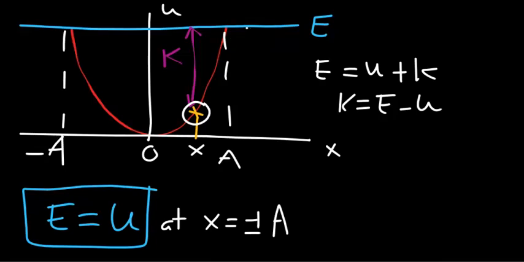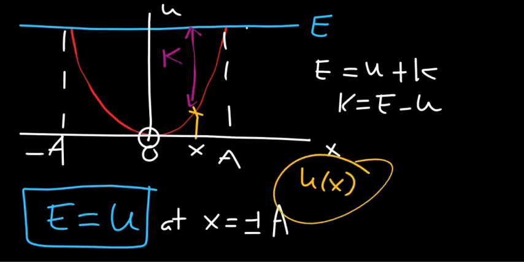And when the particle is here, the difference is maximum, indicating the kinetic energy is maximum at the origin and the potential energy is 0 there. So from such a simple exercise, you can see how enormously helpful a potential energy function is.